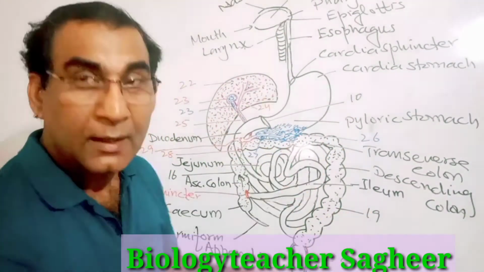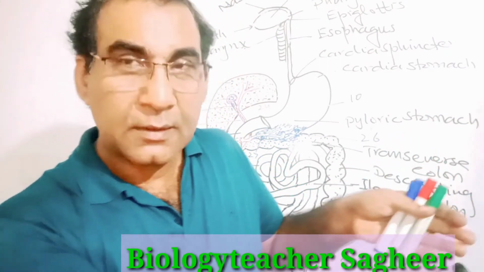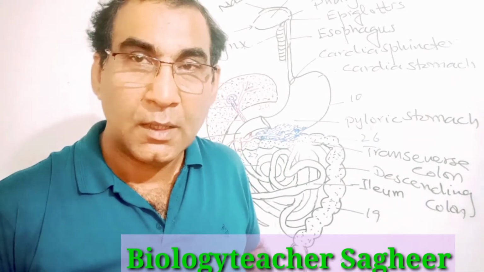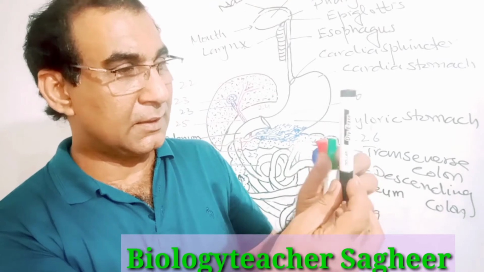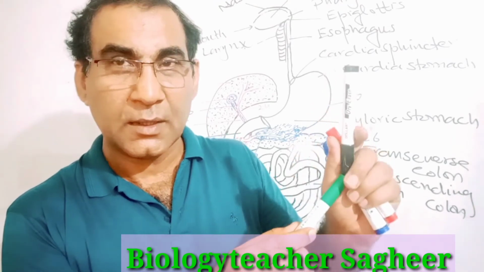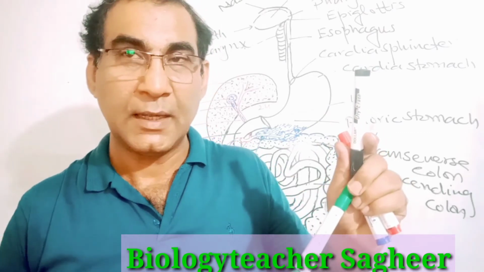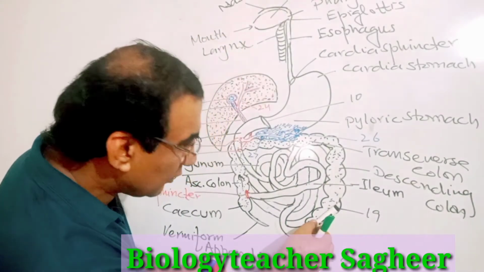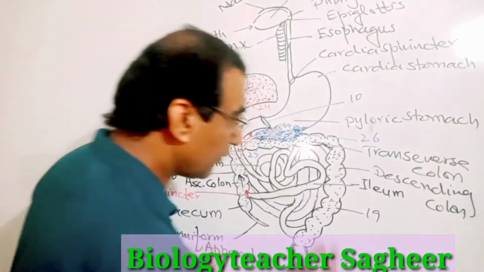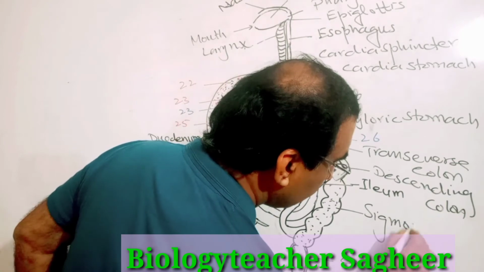And then after descending, it moves towards your rectum. This is the descending colon, and here it is bent. It is bent, and this is known as what? Sigmoid colon. Here is the 19th part, the sigmoid colon.